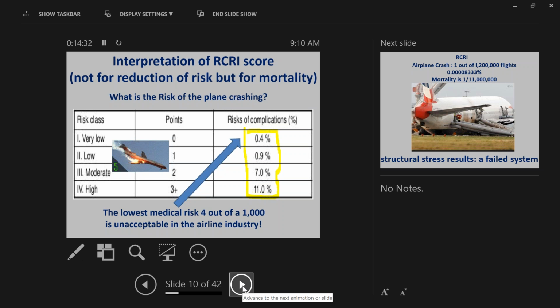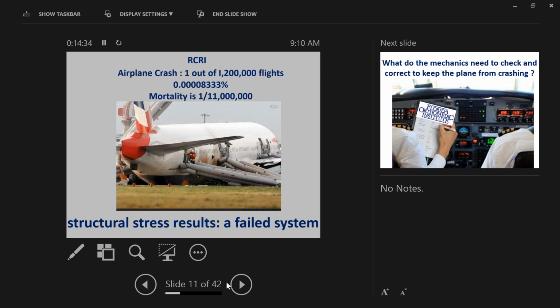And so let's look and see what happens in the airline industry. We have got a risk of 1 out of 1.2 million flights. That's the risk of a crash. That's not the risk of mortality. It's the risk of a crash. And that's 0.00008%. The mortality risk is 1 out of 11 million.